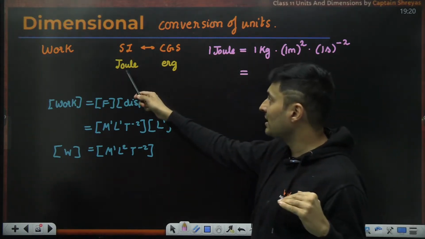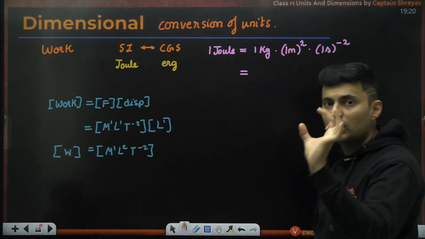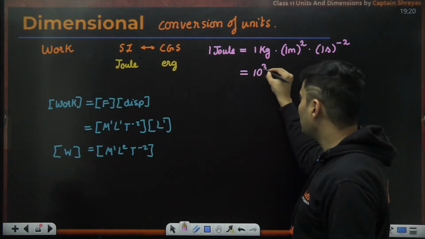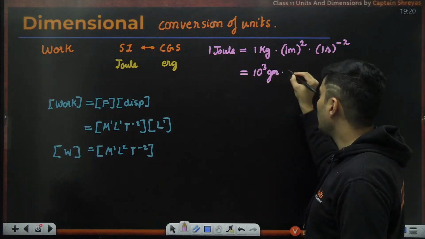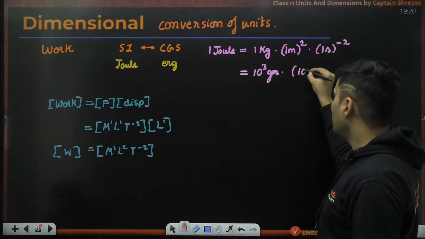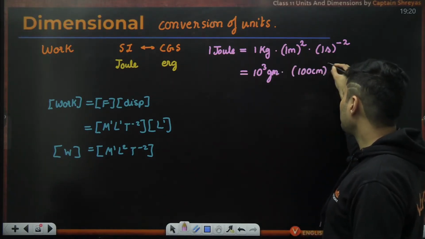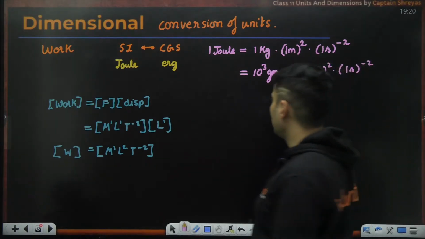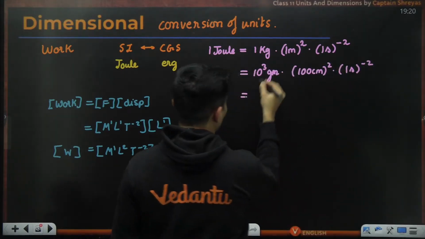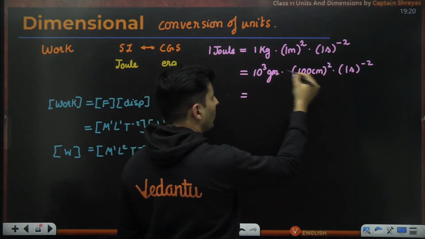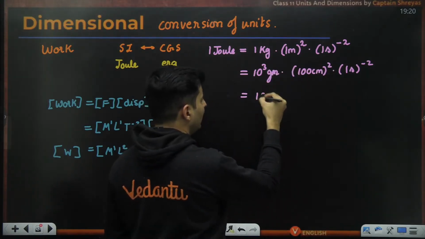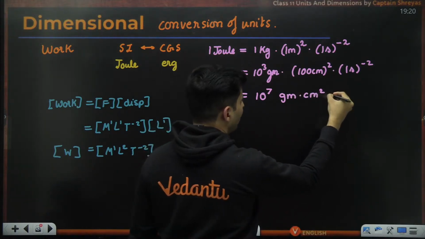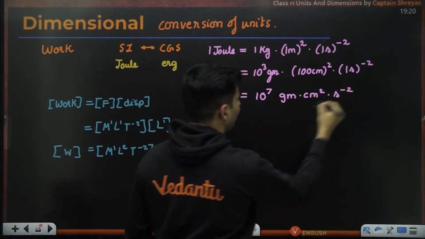Now convert from SI to CGS, individual quantities. A kg is nothing but 10 to the power 3 grams. A meter is nothing but 100 centimeter. A second remains a second no matter which unit it is. Power 3, and this is power 4. Power 4 and power 3 will become 10 to the power 7. This will become gram centimeter square per second square.